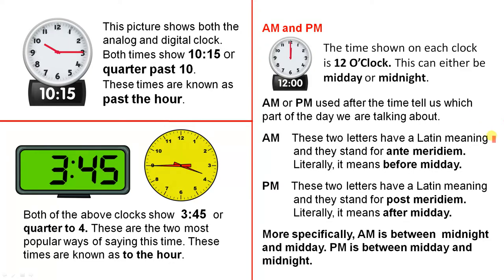AM. These two letters have a Latin meaning and they stand for ante-meridiem. Literally it means before midday. PM. These two letters have a Latin meaning and they stand for post-meridiem. Literally it means after midday. More specifically, AM is between midnight and midday. PM is between midday and midnight.